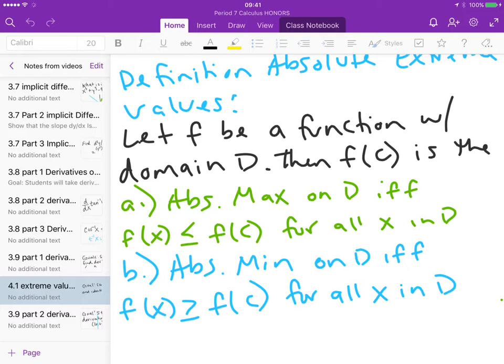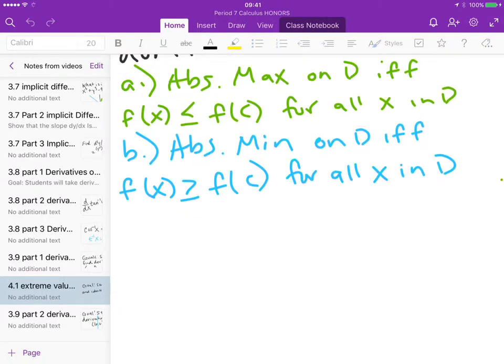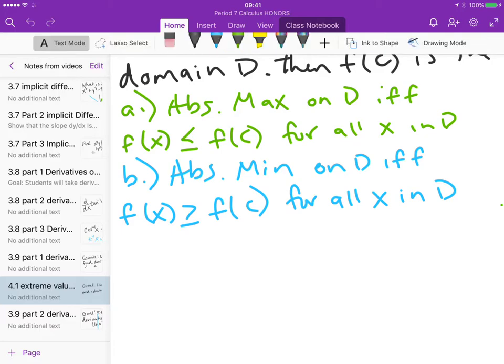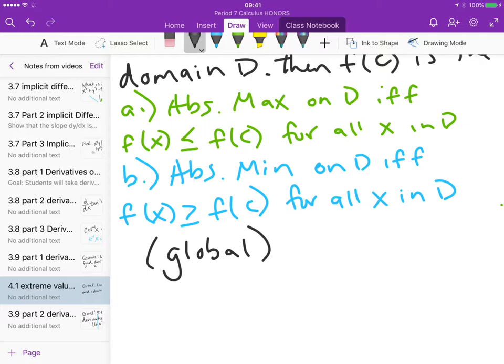You can't have an absolute max or an absolute min if there's something either above or below what you are trying to say is your absolute max and your absolute min. Now, one thing I will also say is that when we are talking about extreme values here, you also might hear absolute max and mins called global max and mins. So just be on the lookout for that as well. I'll put down here global as a possibility that you might see. If you see global, that's what they mean for absolute, either a max or a min.